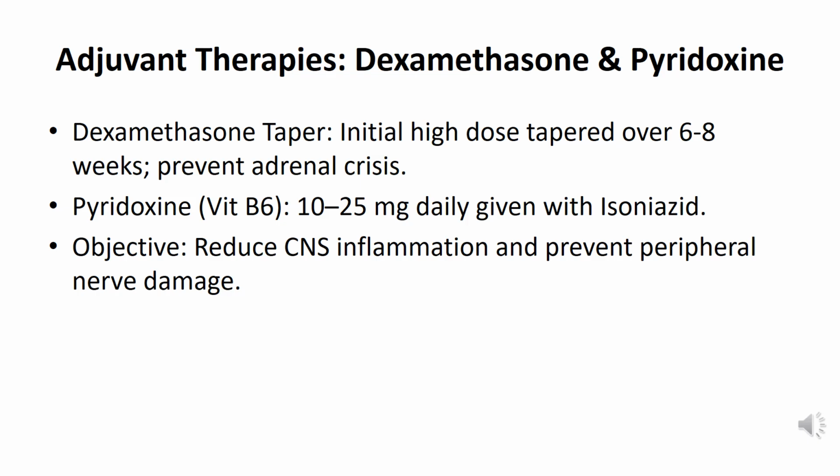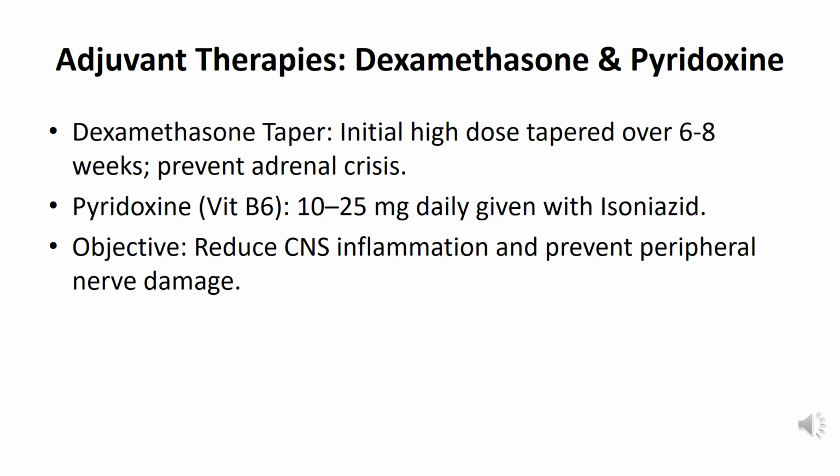Treatment usually begins with a relatively high dose. This provides rapid control of inflammation during the most critical stage of the illness. However, dexamethasone should not be stopped suddenly. Instead, the dose is gradually reduced over a period of 6 to 8 weeks. This process is known as tapering. A gradual taper allows the body's adrenal glands to resume their normal hormone production. Abrupt withdrawal may lead to adrenal insufficiency, sometimes called an adrenal crisis, which can be a serious medical emergency.